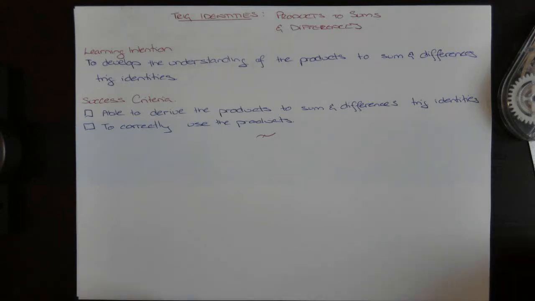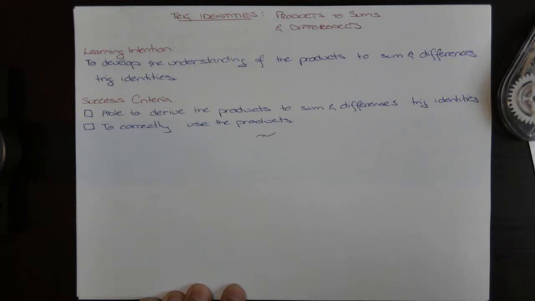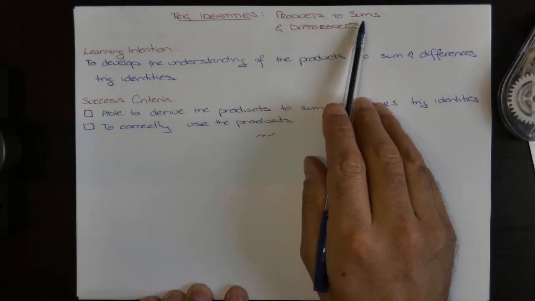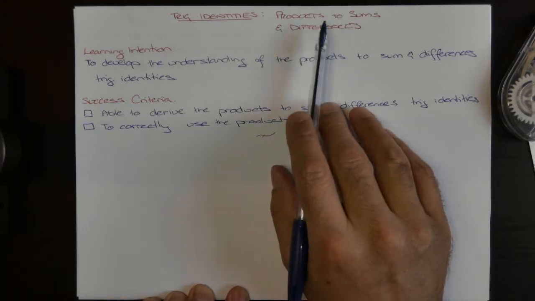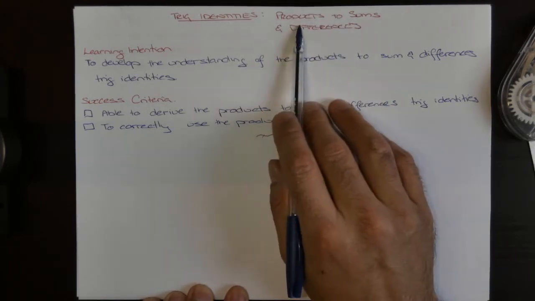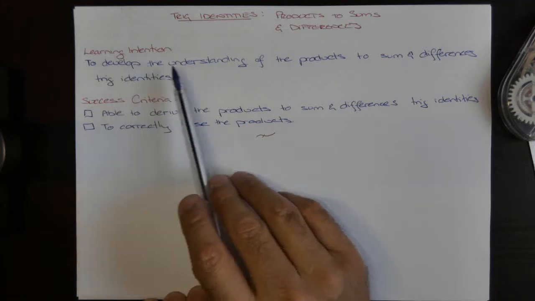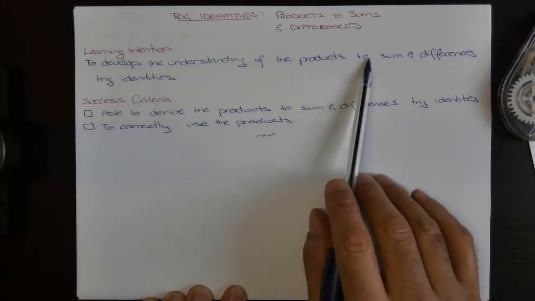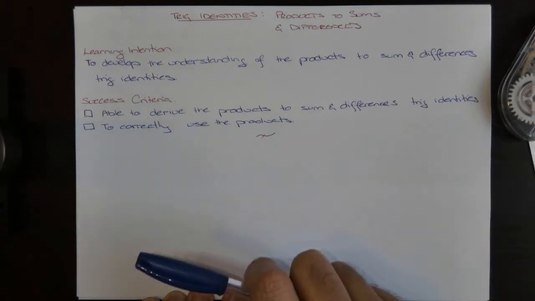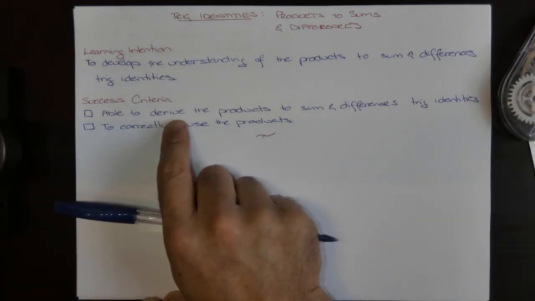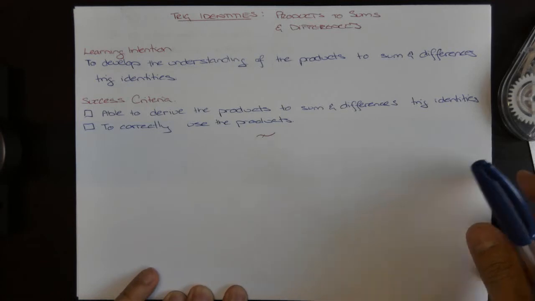Hello. Okay, so today we're doing trig identities, another one. So we've got products to sums and differences. We've heard of the sums and differences before, and now we're going to figure out what their products are. So that's our learning intention: to develop the understanding of the products to the sum and differences trig identities. We'll be successful if we can derive the products and if we can correctly use those products.